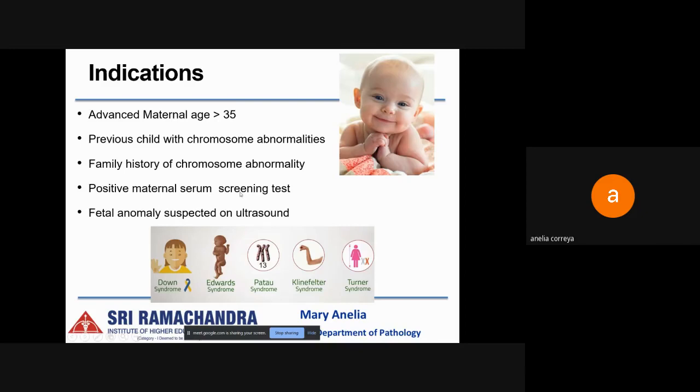So the main indications for prenatal testing are advanced maternal age more than 35 years, previous history of child with chromosome abnormality, family history of chromosome abnormality, a positive maternal serum screening test, and fetal aneuploidy, which is suspected on ultrasound.